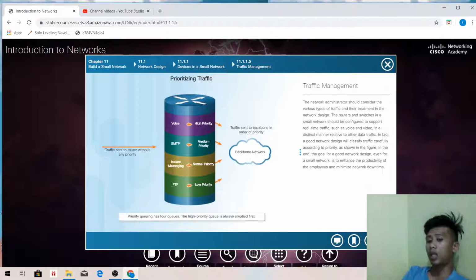Traffic management. The network administrator should consider the various types of traffic and their treatment in the network design. The routers and switches in a small network should be configured to support real-time traffic, such as voice and video.